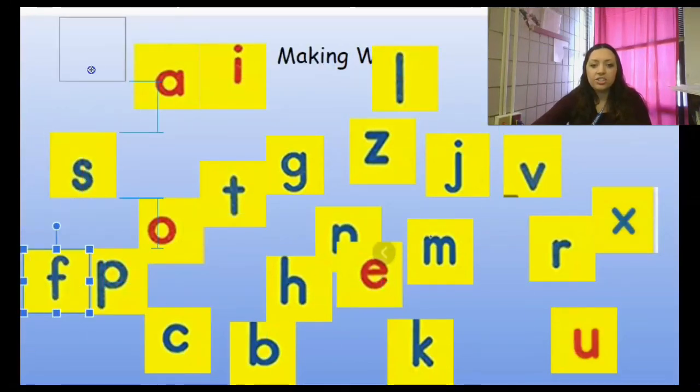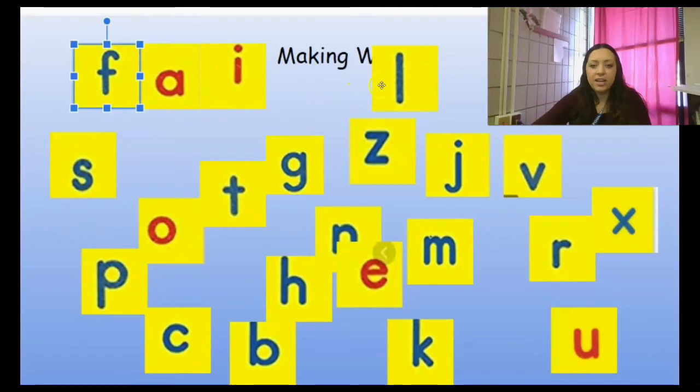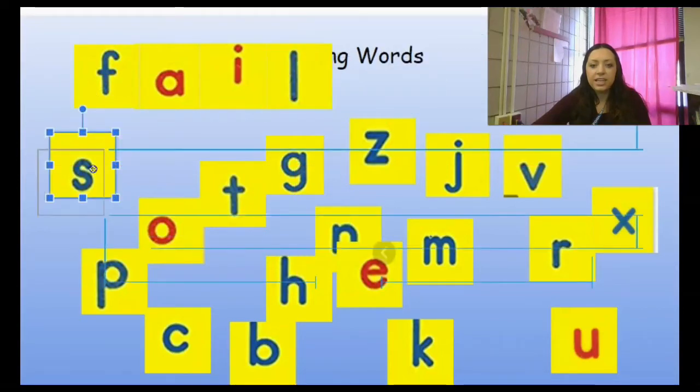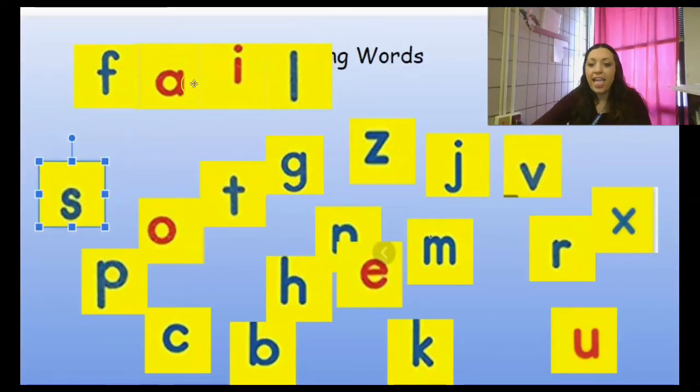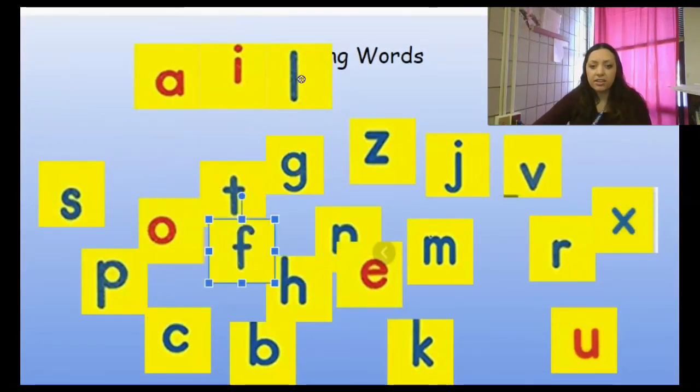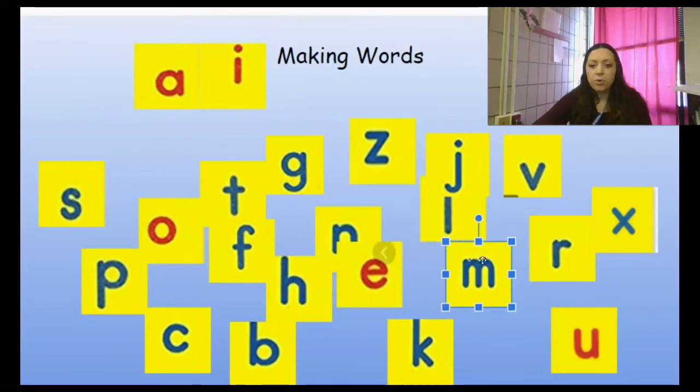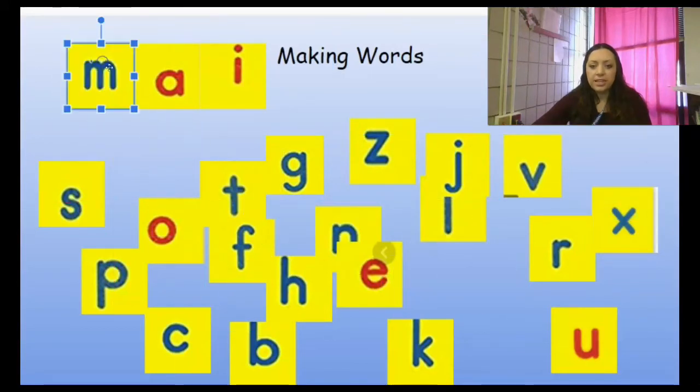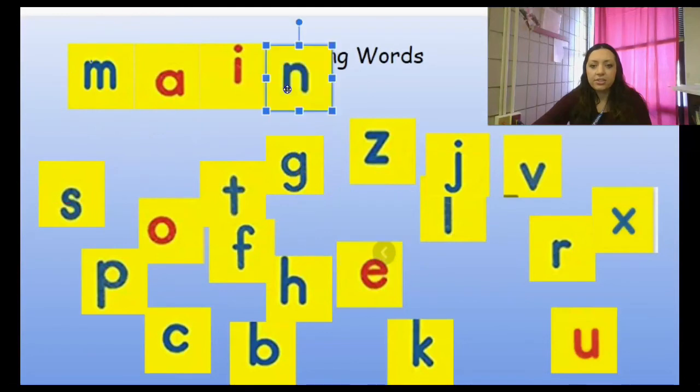What if I just change the beginning sound to an F and leave that ending sound as the L? Fail, very good. And this type of fail is like when you say that you can't do something, you failed at it. Not like I fell on the ground, because that's E-L-L. All right, let's try another one. Are you ready? What if I change the beginning sound to M and then the ending sound to an N? Maine, very good, Maine.